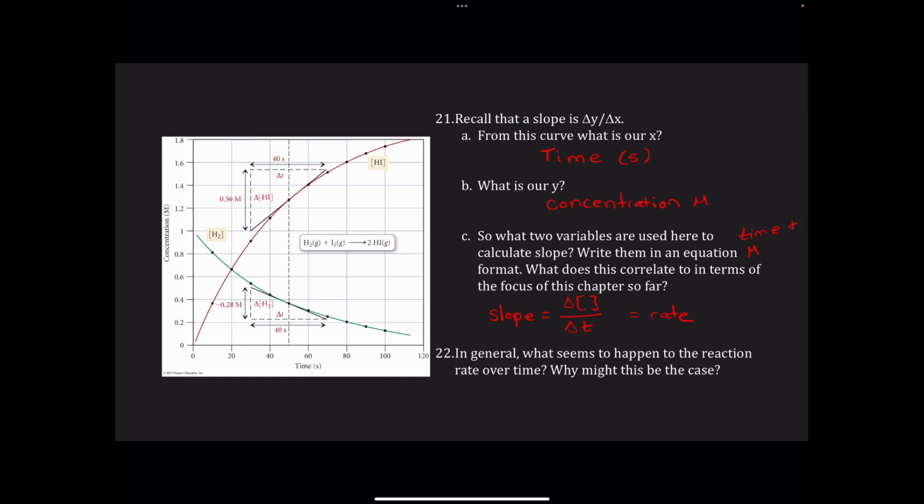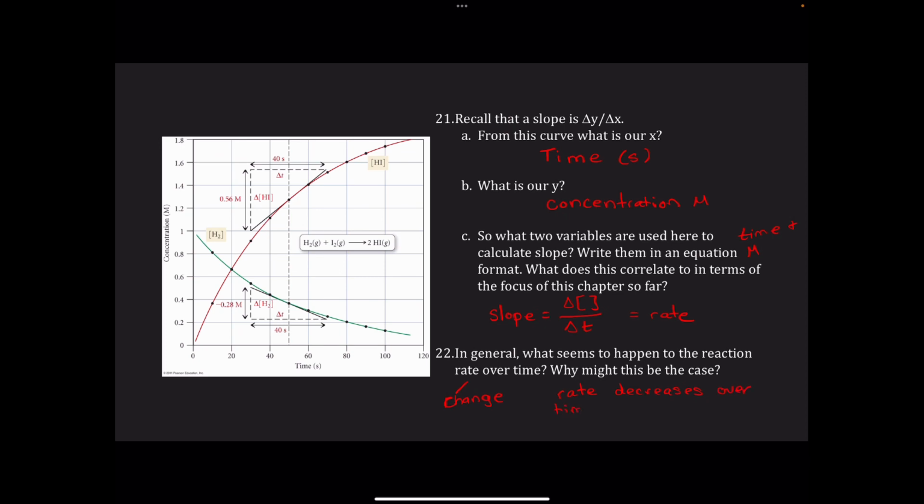So that means that the slopes in these graphs indicate rate. But we just talked about the fact that the slopes on these curves are changing. And so rate will change over time. So we're asked what seems to happen to the reaction rate. So not only does it change, but in both scenarios, we said that the slopes were decreasing. If the slopes are decreasing, the rate is decreasing. So in general, we're going to find that rate decreases over time.